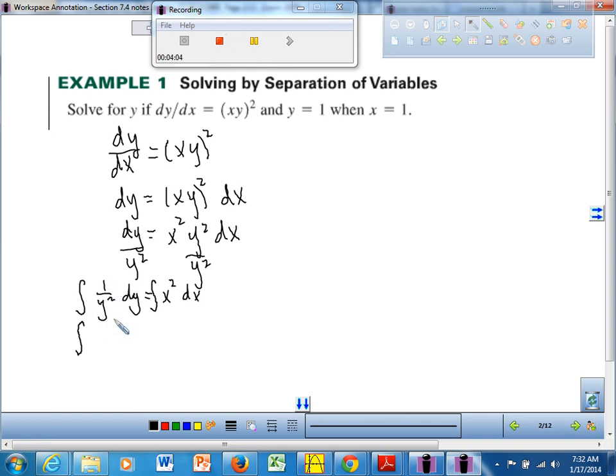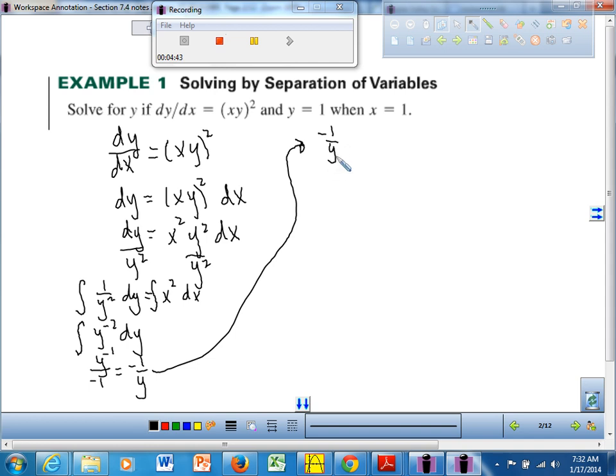How do we integrate 1 over y squared? What do we do? Bring it to the top and write it as y to the what? Negative 2. Okay, and then to integrate it, what do I do? Y to the negative 1 over, good. Which equals negative 1 over y, correct? So I have negative 1 over y.